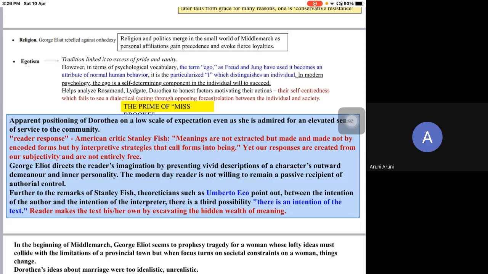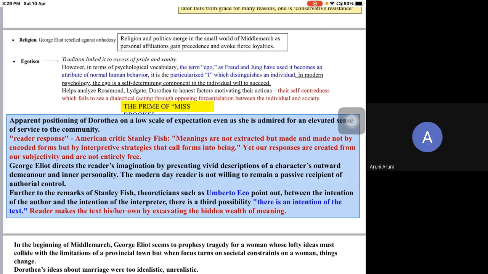The crime of Miss Brooke. See, the apparent positioning of Dorothea on a low scale of expectation, even as she is admired for an elevated sense of service to the community. So she is admired for her sense of service to the community. Yet, as a woman, she is placed with only a very low scale of expectation.